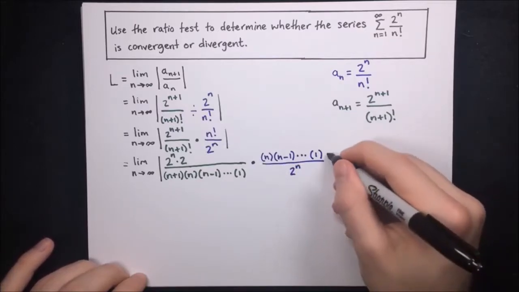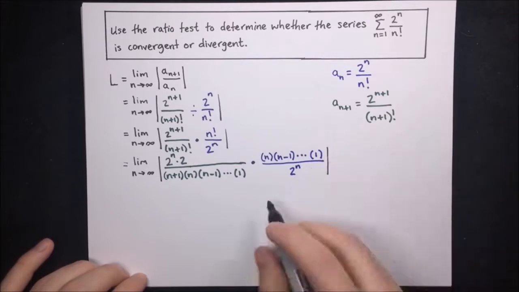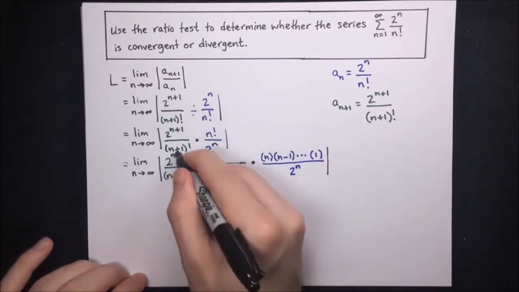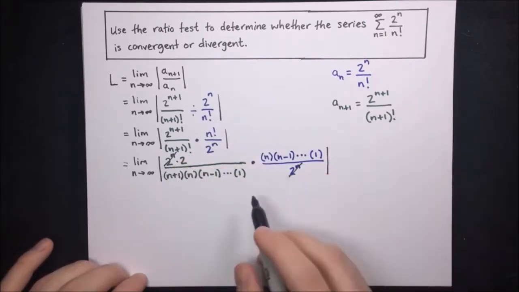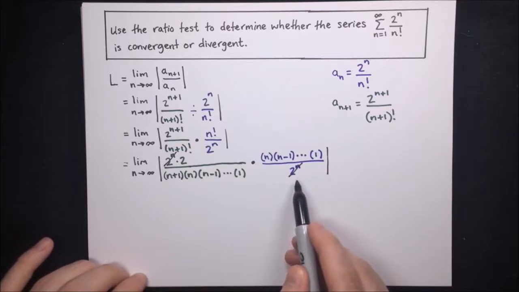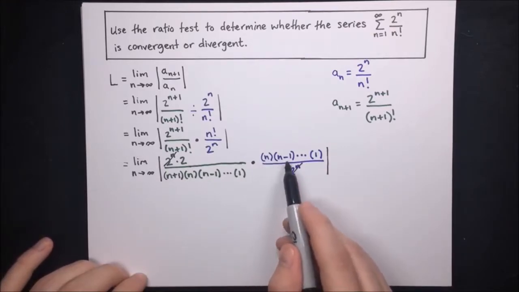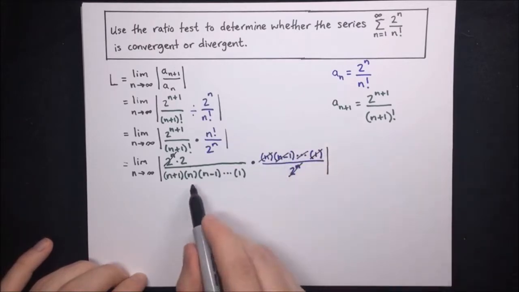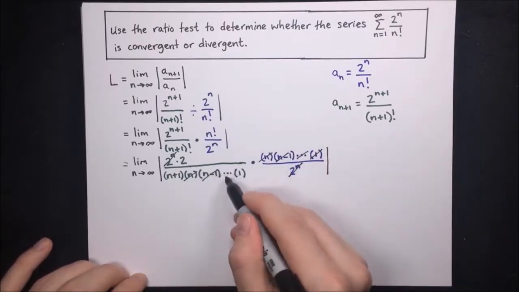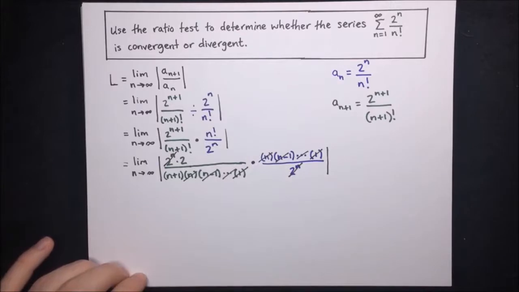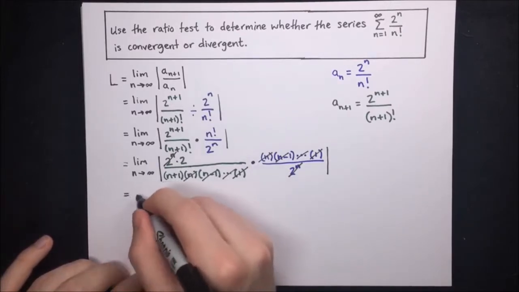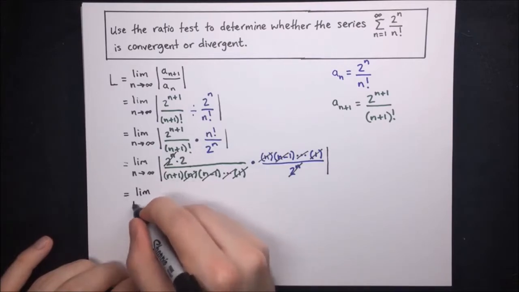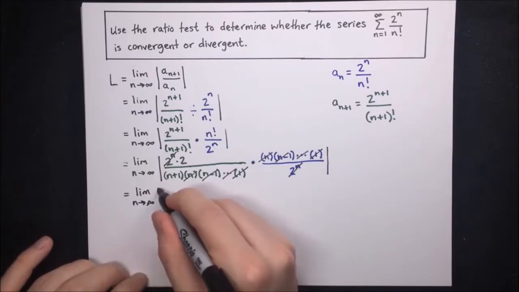Now, the reason why this helps is because it lets us see what cancels here, like this 2 to the n and this 2 to the n here. Top, bottom cancels out. Likewise, n, n minus 1, so on down to 1, these all cancel with what's in the denominator here. So really all that's left over is this 2 over n plus 1. And that greatly simplifies the limit. This is a lot easier to take the limit of.